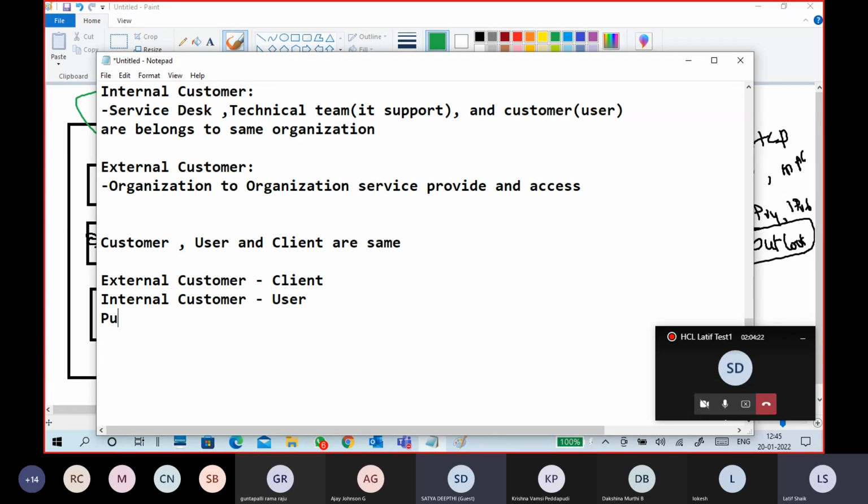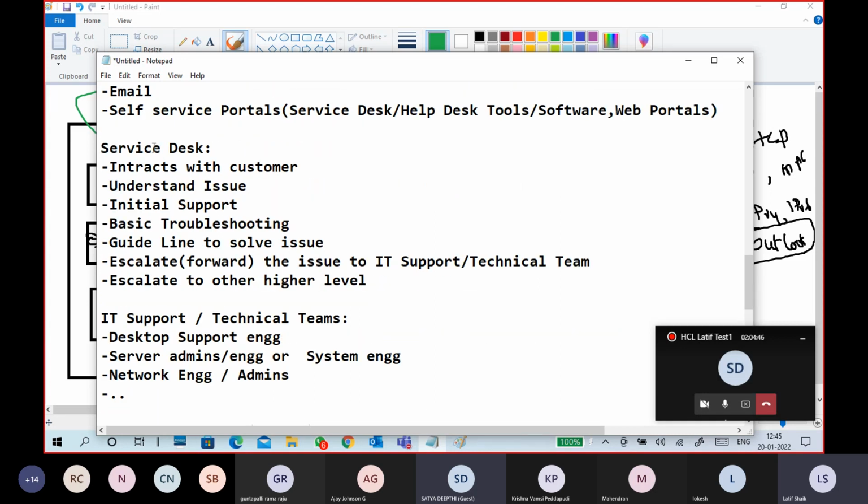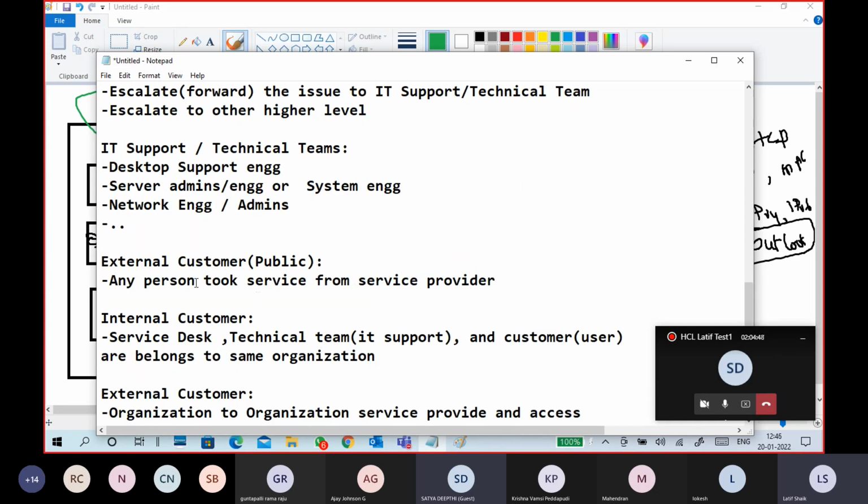When you come to the public, public type of customers are always called customers only. User or a customer or customers. A public customer is actually an external customer, but an individual person. Any person or an individual person.